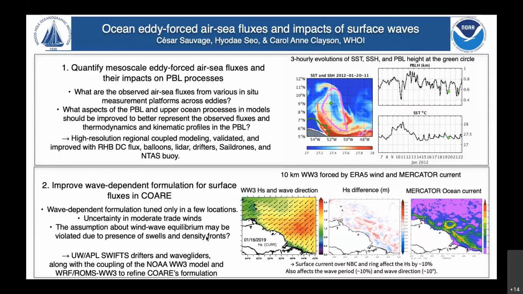So we have data here. Swift buoys, drifters, and wave gliders provide some wave information. And we're going to be using that along with a WaveWatch model, and coupling WaveWatch to the regional coupled model, and try to refine the COARE algorithm and see the impact of it.